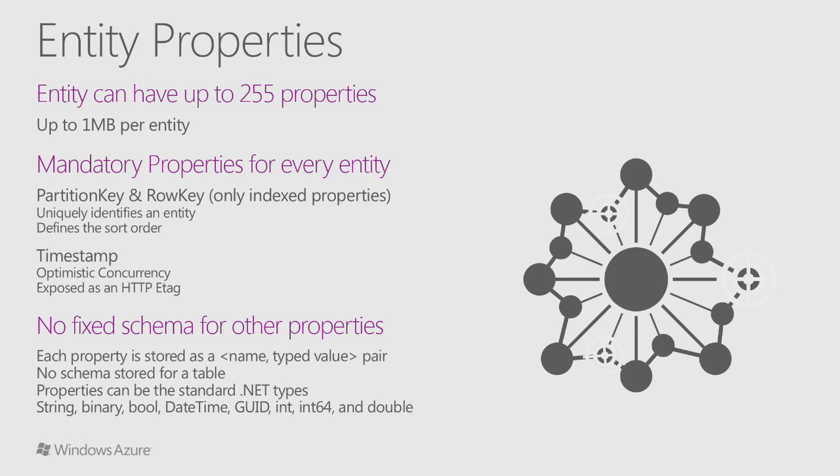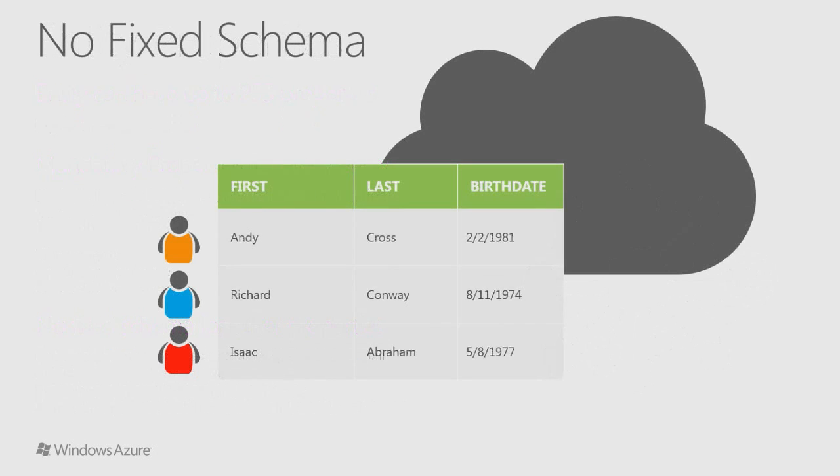All the other properties in the entity are simple key-value pairs. The type of the value is just one of the standard .NET types: string, binary, boolean, datetime, and the like. But again, just to reiterate, there is no fixed schema built into the table service itself. A developer may choose to enforce a schema on the client side.